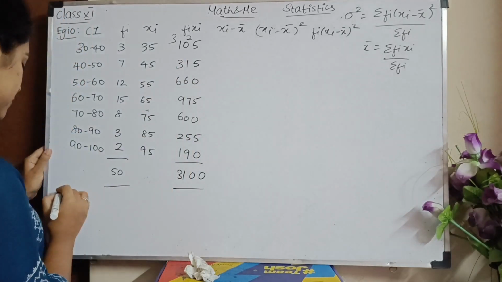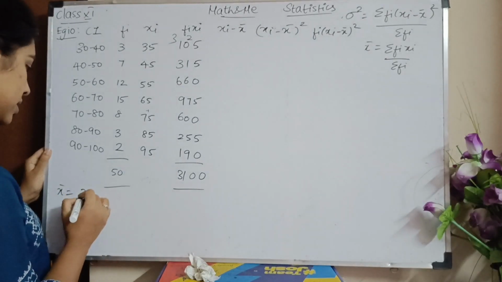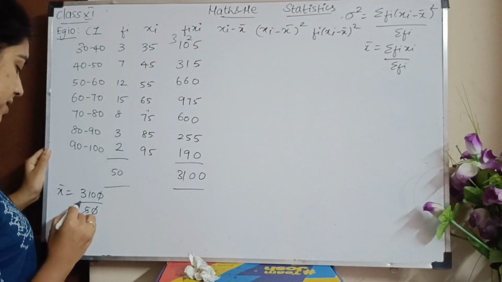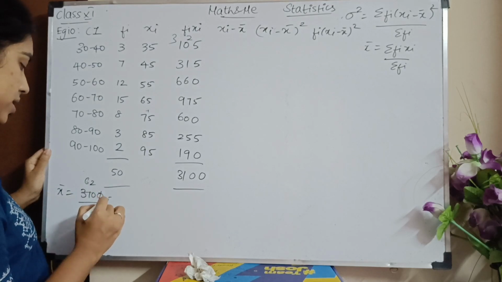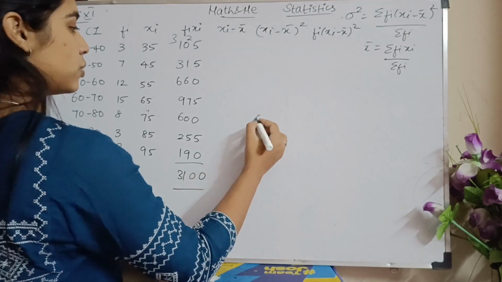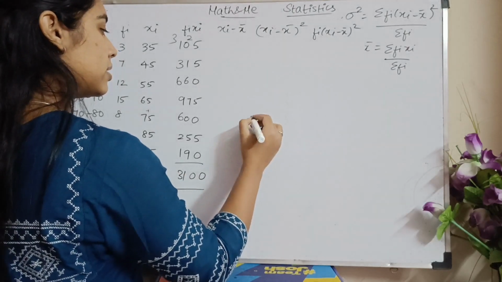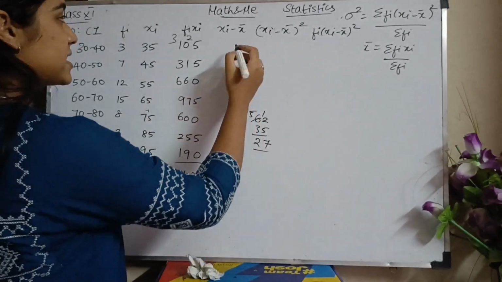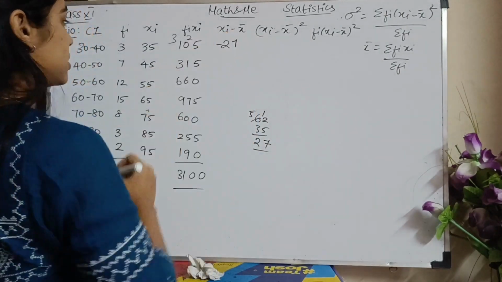So, what is my mean? X bar is sigma fi xi divided by sigma fi. So the 0s cancel. 5 6s are 30, 5 2s are 10. So this is 62. Now xi minus x bar: 35 minus 62. What is 35 minus 62? So it is 27. So I have minus 27.